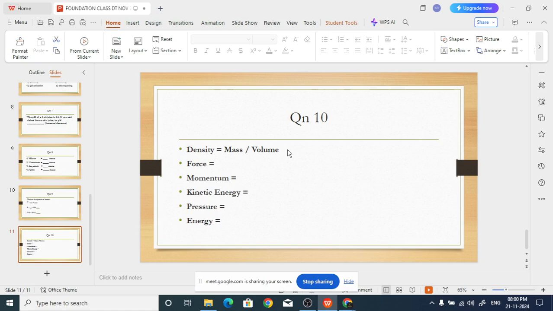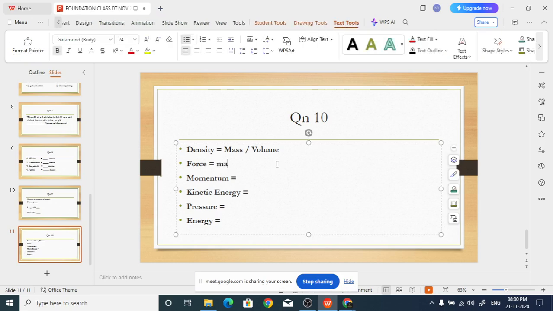Density is equal to mass by volume. Force is equal to what? What is the formula for force? Is it mass into acceleration? Yes, sir.